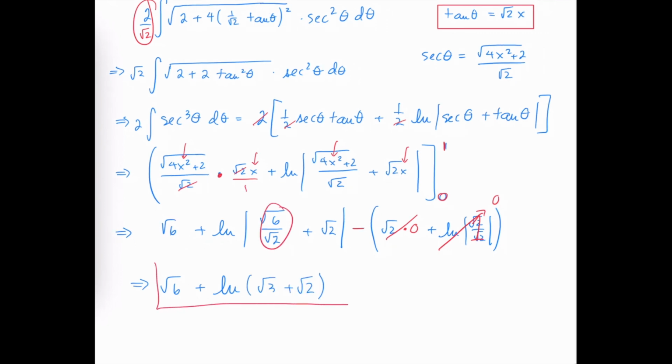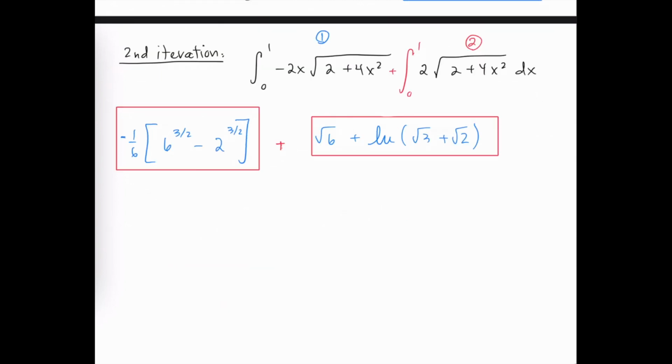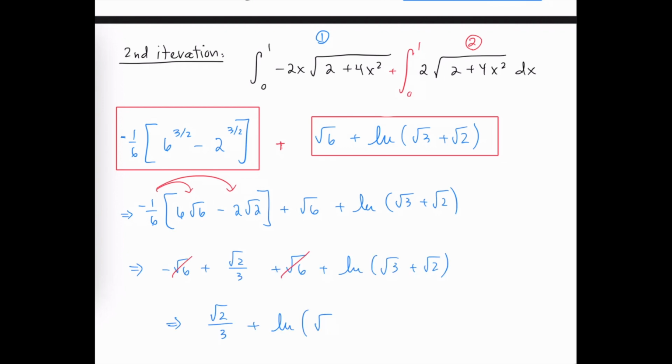So now let's take this back up to the beginning and add it to the result from the first integral. And now that I look at them side by side, I think I do want to change this into radical notation. And so let's simplify to get a final answer that represents that surface area.